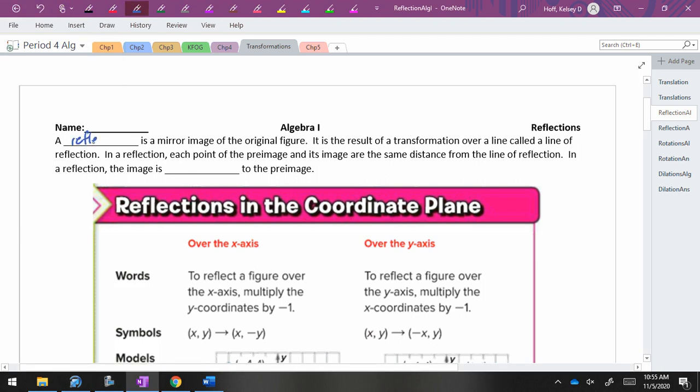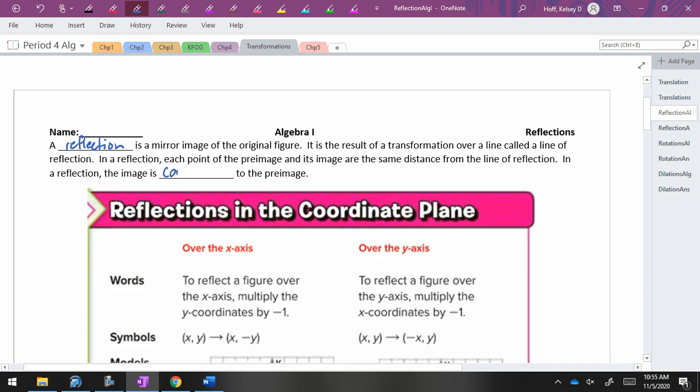I learned so many things just now. A reflection is a mirror image of the original. It is the result of a transformation over a line called the line of reflection. In a reflection, each point of the pre-image and its image are the same distance from the line of reflection. In a reflection, the image is congruent to the pre-image, meaning same size, same shape.